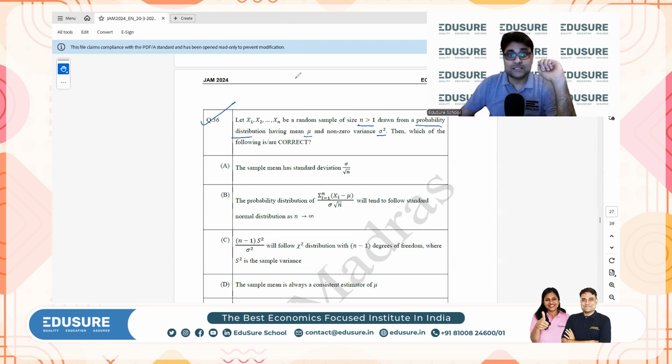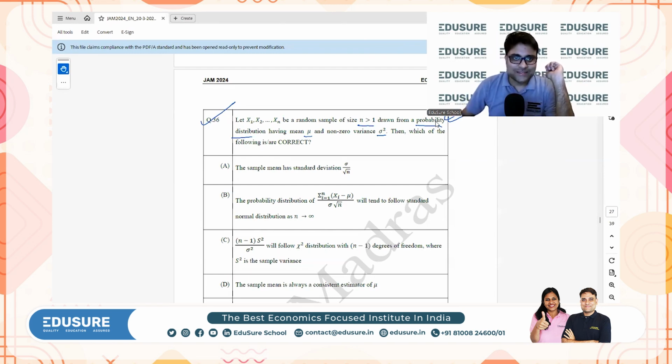Then which of the following is correct? Let's look at each of the options A, B, C, and D. Okay. So this is what the question is. Okay. So first, let's take a look at option A.